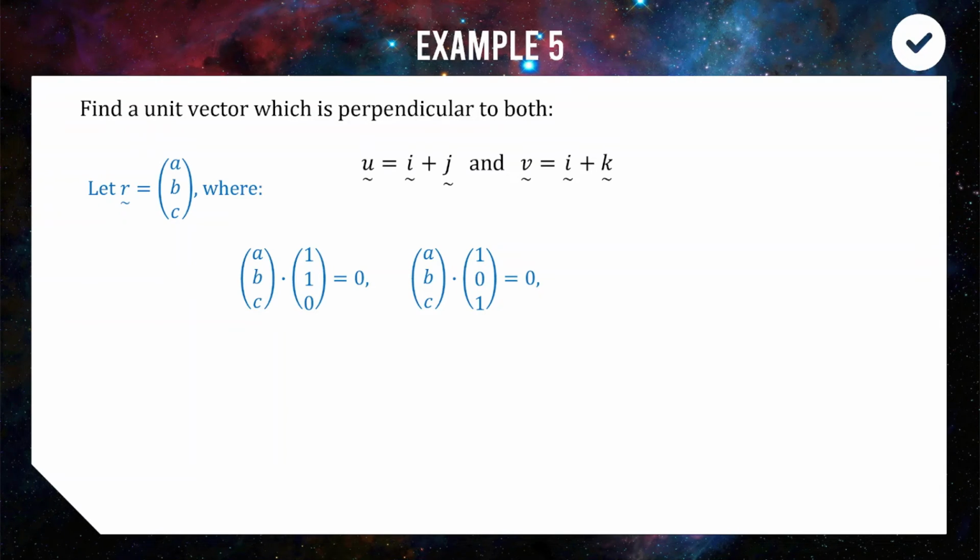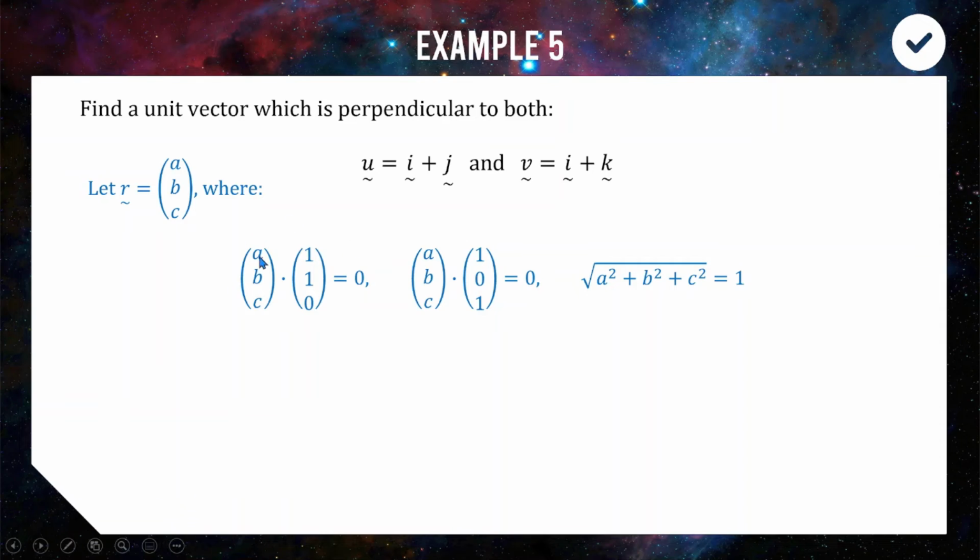And the other bit of information we have about our vector that we are trying to find is that it is a unit vector, which means that the magnitude, so the square root of a squared plus b squared plus c squared, should be equal to 1. We're going to turn these three facts into three equations that we are going to try and solve simultaneously to figure out the values of a, b, and c.